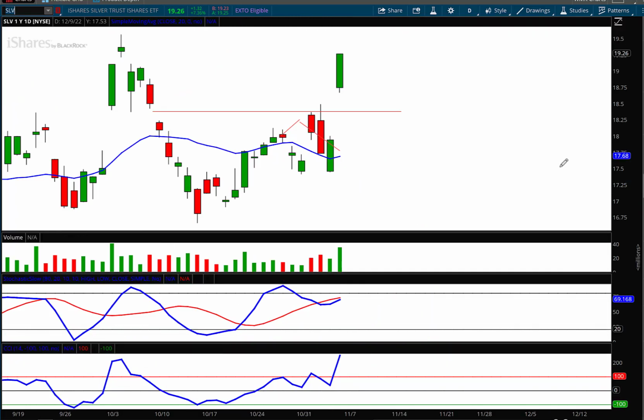So it was up over 7%. And notice how there is no shadow on top of that candle. Interesting, isn't it? Big volume day, no shadow. The CCI is screaming to the upside.